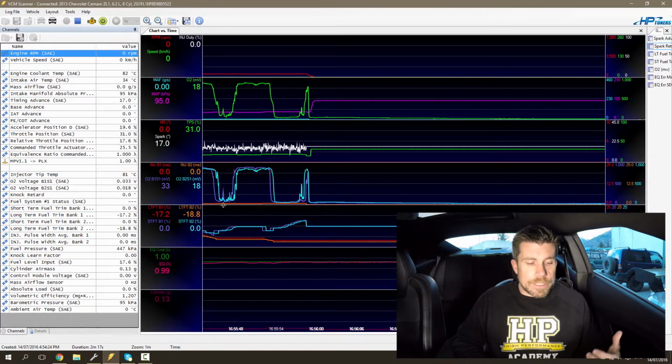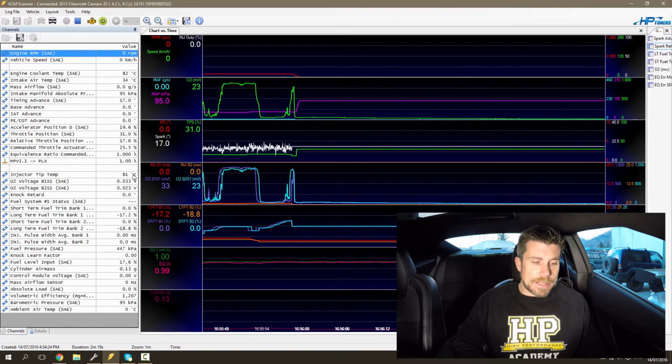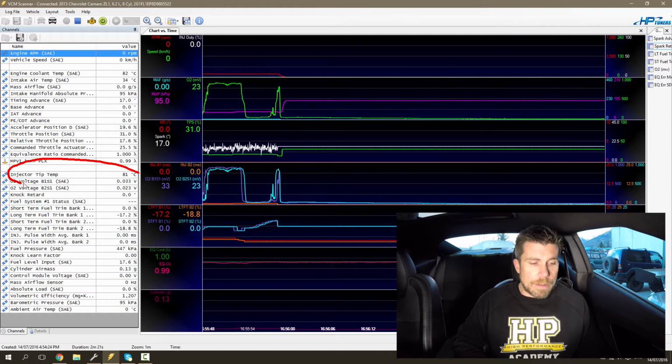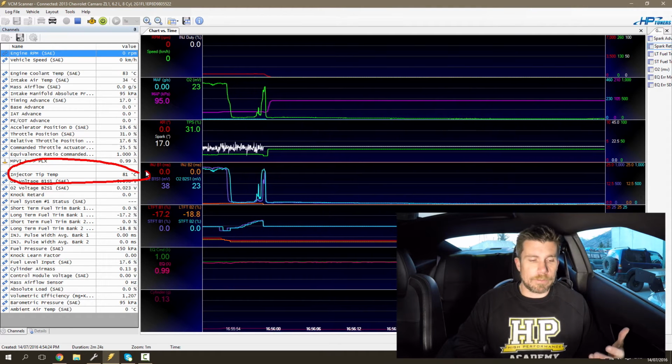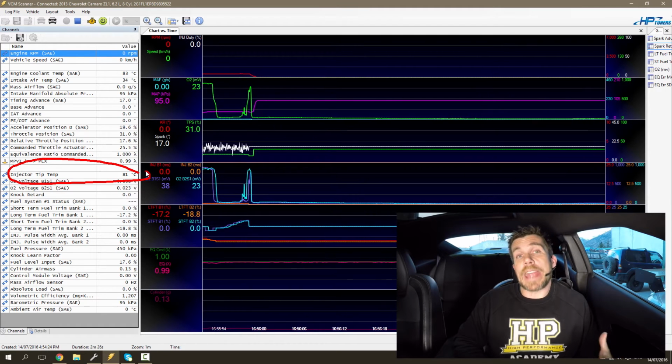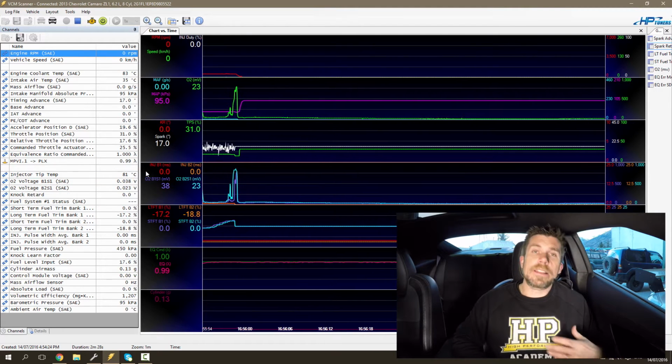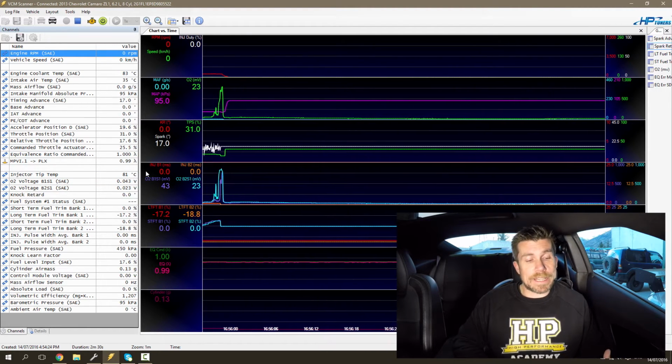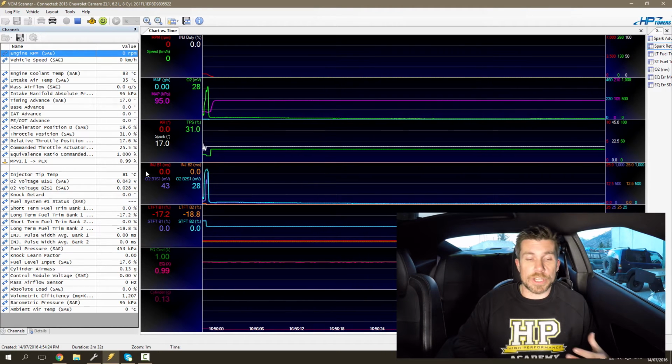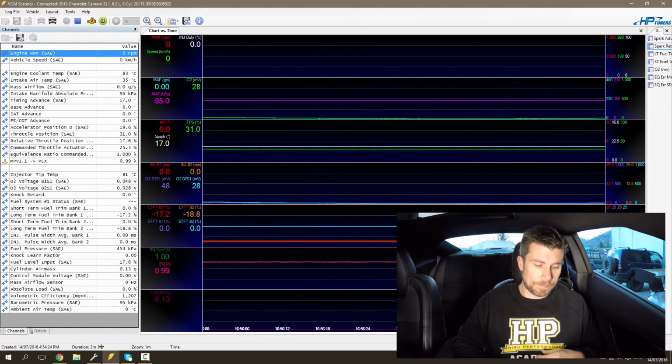Before we go over the fix, I'm going to talk about what actually causes the problem. It's always nice to know what's actually happening in the background. Let's have a look first of all in our scanner, and we can see that I'm scanning a parameter called injector tip temperature. Right now you can see that this is sitting at 81 degrees centigrade. Let's go back to our VCM editor and we'll see why this injector tip temperature parameter is important.